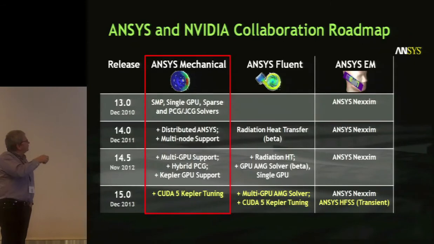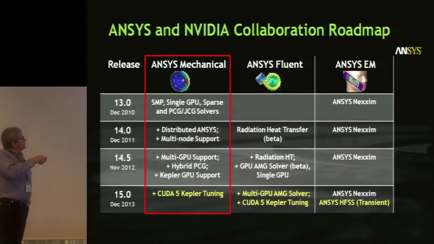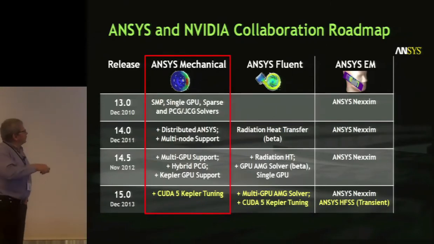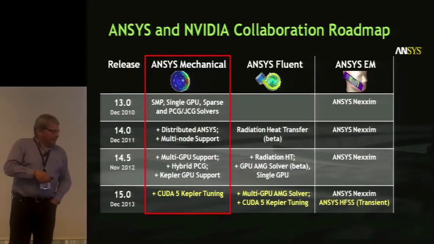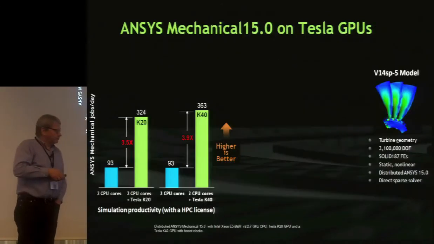Over the time with the versions we optimized the performance, and we added new features like the multi-node support and the distributed support, multi-GPU support, and also we introduced the new GPU support, for instance the Kepler support. The latest version which is currently available is the ANSYS 15.0 version, which got a lot of tunings for Kepler.